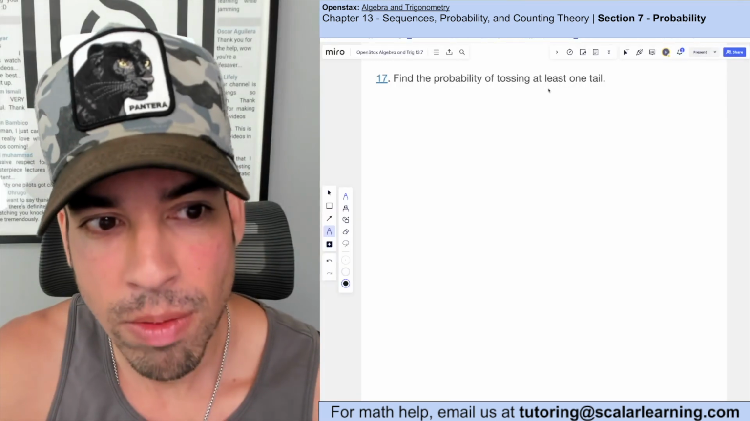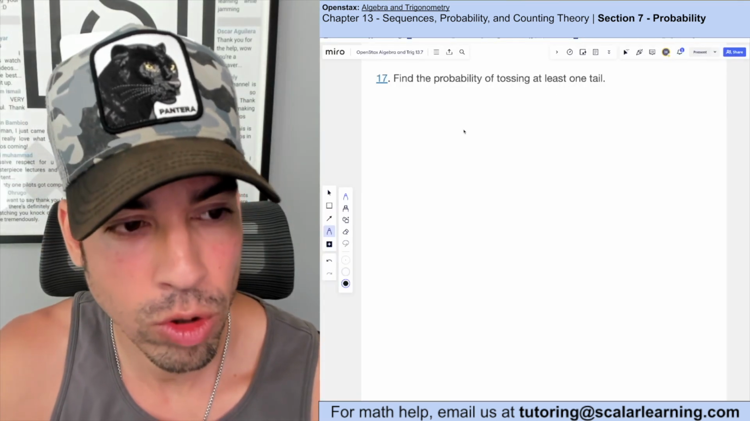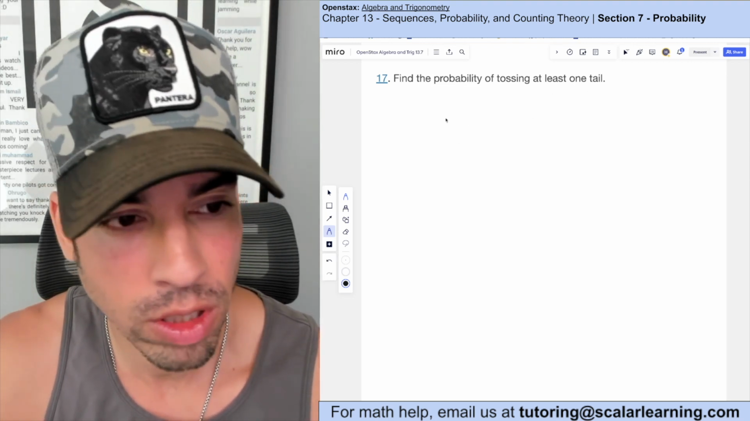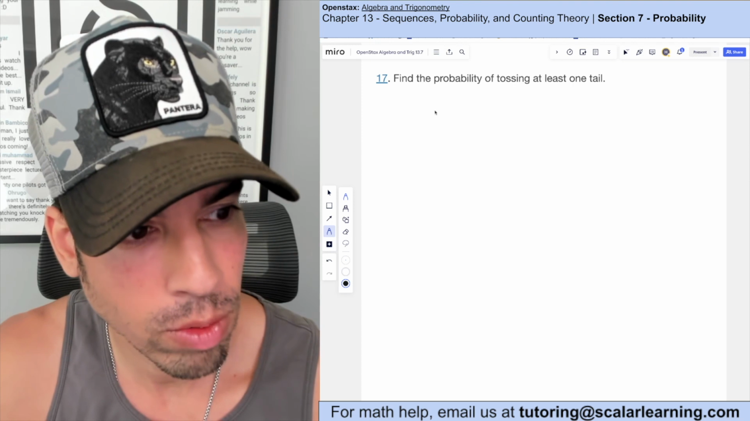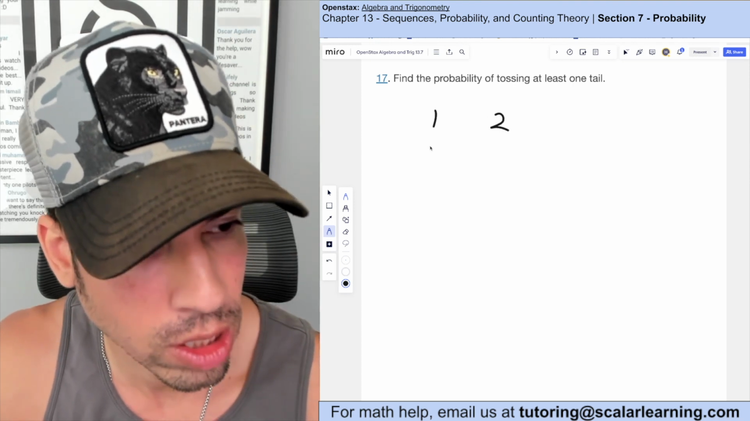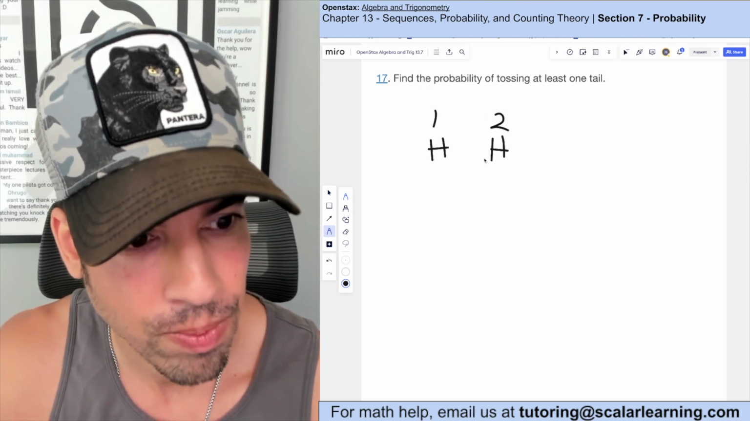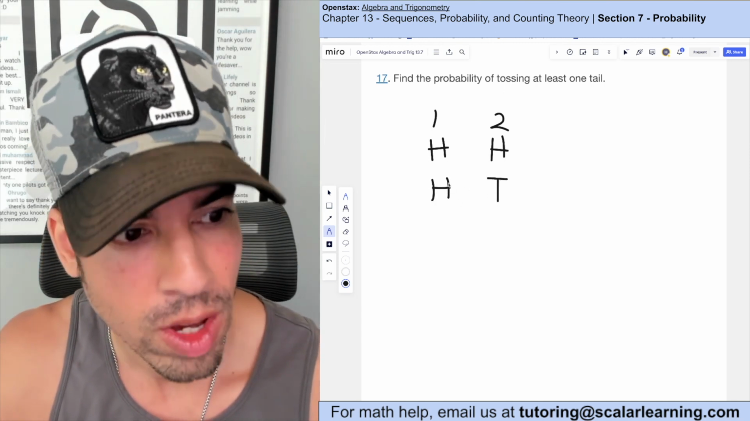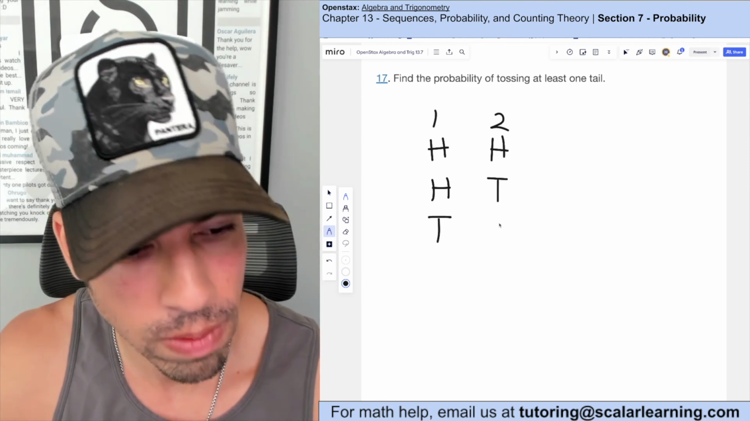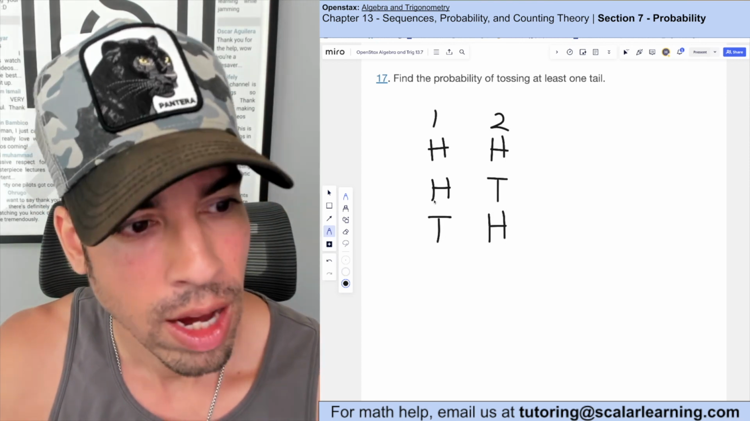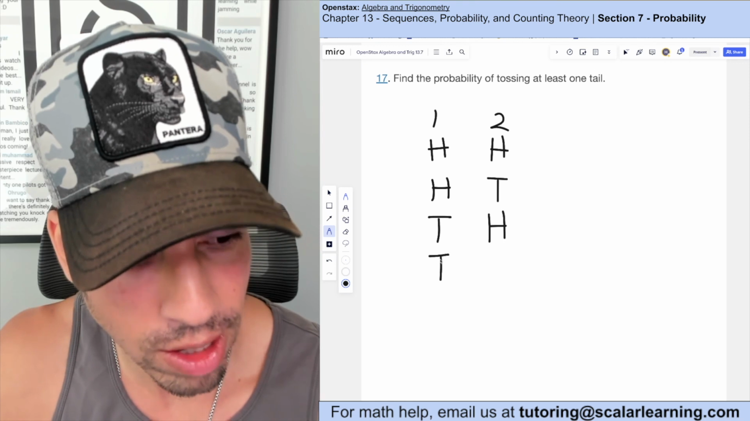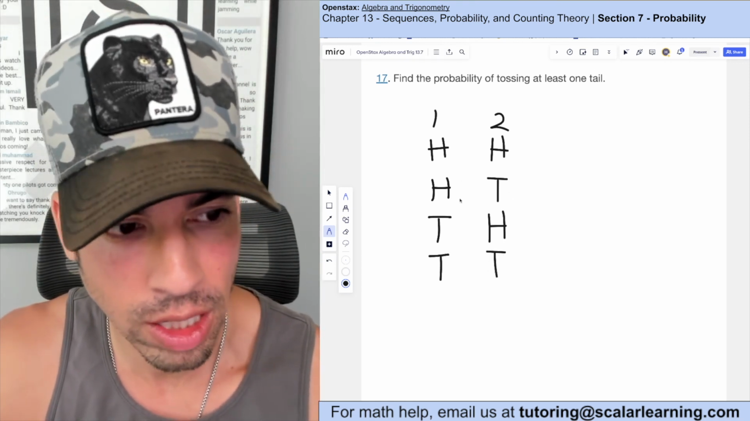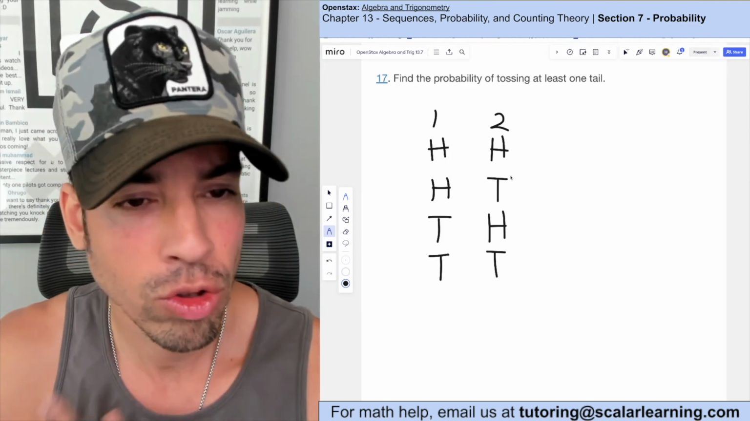Done. Find the probability of tossing at least 1 tail. So we're tossing 2 coins in this situation. And to explain this one, I'm going to show you all the different outcomes, right? So let's say we've got the first coin and the second coin. One option is we get heads and we get heads. Another option is we get heads on 1 and now we get tails on 2. Another option is we get tails on 1 and then maybe heads on 2. And the final and fourth option is we get tails on 1 and tails on 2. This covers every possible outcome. There's nothing else you can think of, no other unique combination. So there's only 4 choices.